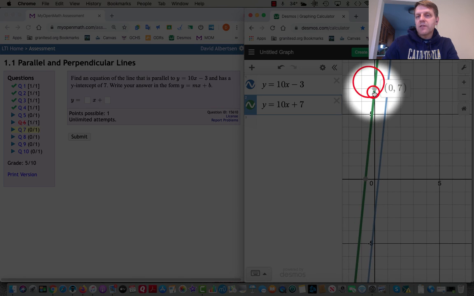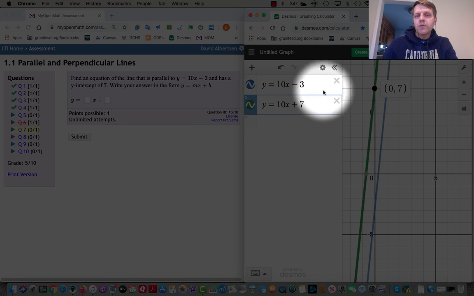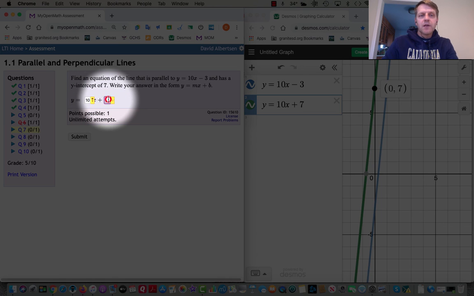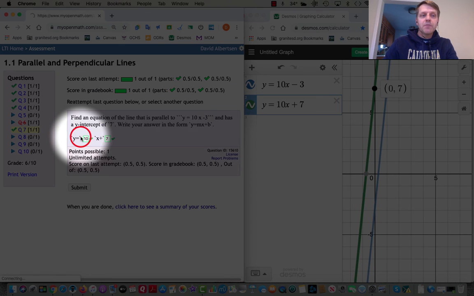And let's just check and see if that works. Whoop, that's one failure. There we go. So does it cross at 7? It sure does. So now we know that this green equation is correct. So y equals 10x plus 7. And I'm just filling in the blanks and submit.